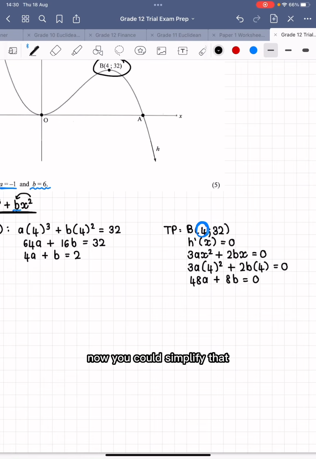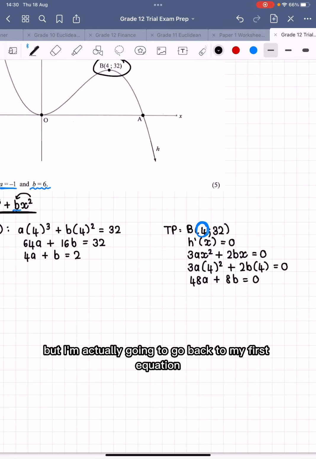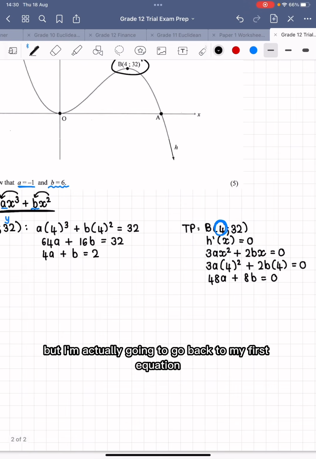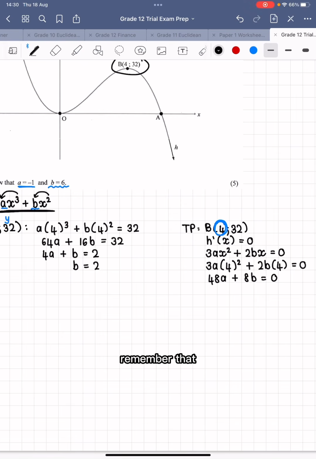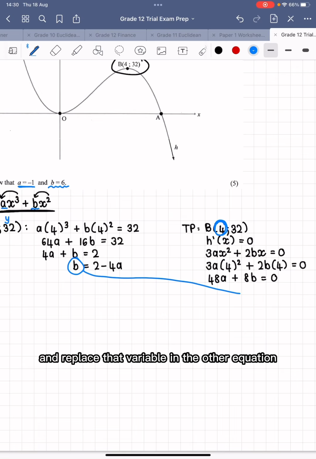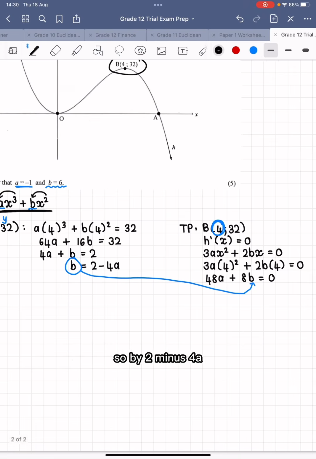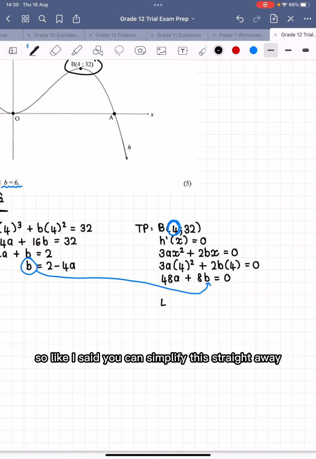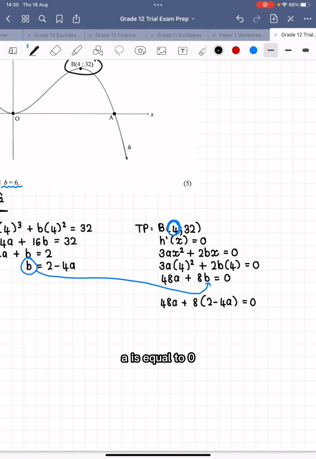Now, you could simplify that if you wanted to, but I'm actually going to go back to my first equation and make b the subject here. Remember that when we are solving simultaneously, you want to make one of your variables the subject so that you can then replace that variable in the other equation by this expression, so by 2 minus 4a. Like I said, you can simplify this straight away, but I'm just going to sub it in. So 48a plus 8 times (2 minus 4a) is equal to 0. If you wanted to simplify, that's perfectly fine. It actually would have been a bit shorter than this, but I'm just going for it.